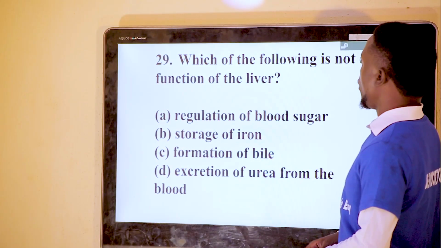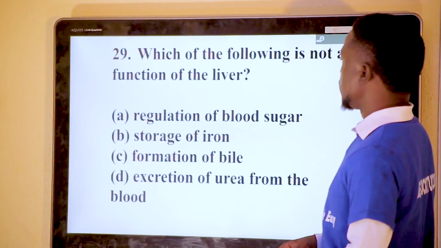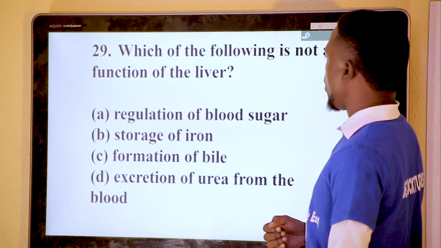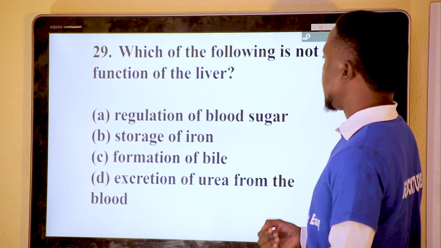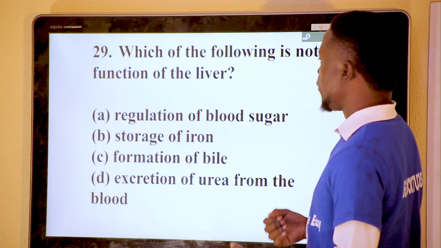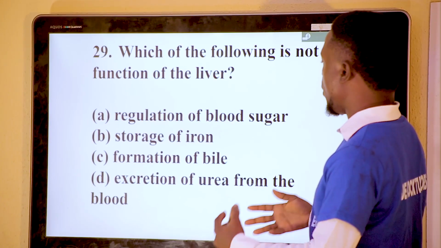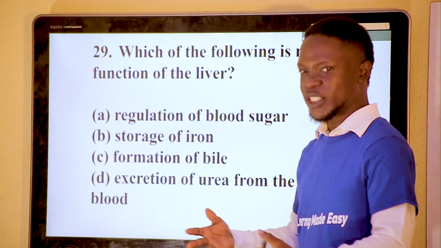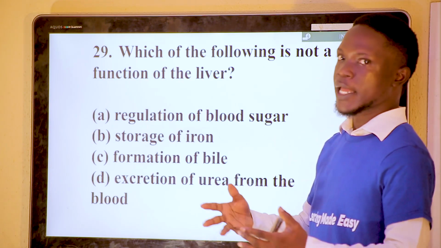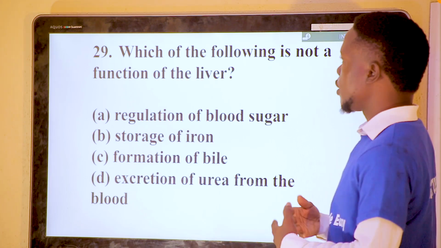29. Which of the following is not a function of the liver? Regulation of blood sugar is a function of the liver. Storage of iron is a function of the liver. Formation of bile is a function of the liver, while excretion of urea from the blood is not a function of the liver. The liver produces bile, while the kidney excretes bile.